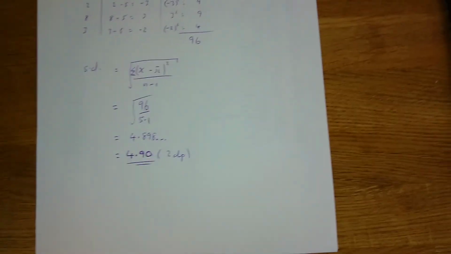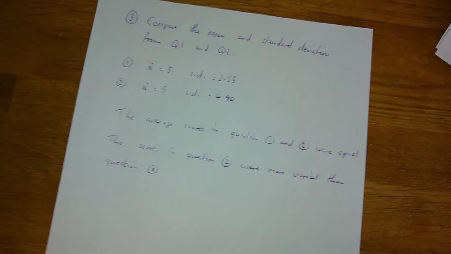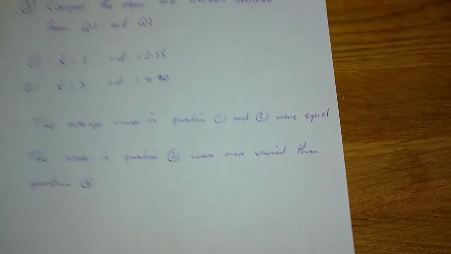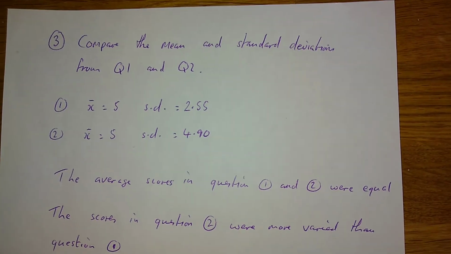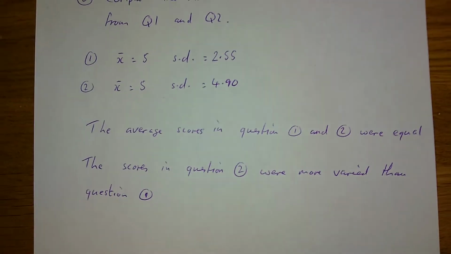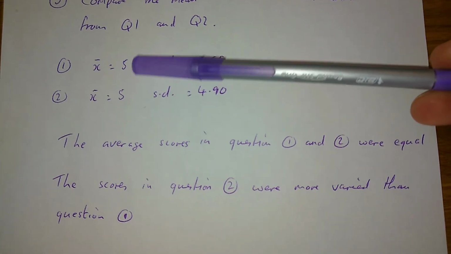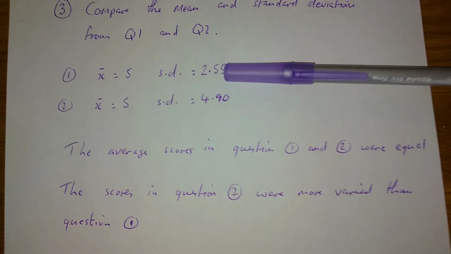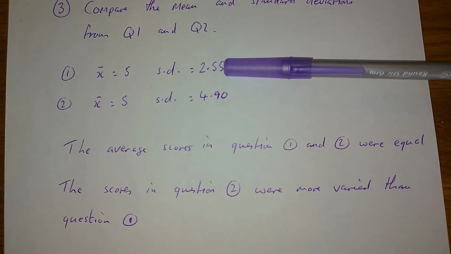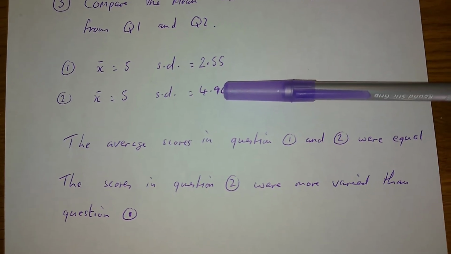Okay, so there's 2 examples. Sometimes we are asked to compare what we have found out. So compare the mean and standard deviation from question 1 and question 2. So quick recap. So in each one, x bar or the mean was 5. Question 1, the standard deviation was 2.55. Question 2, the standard deviation was 4.90.